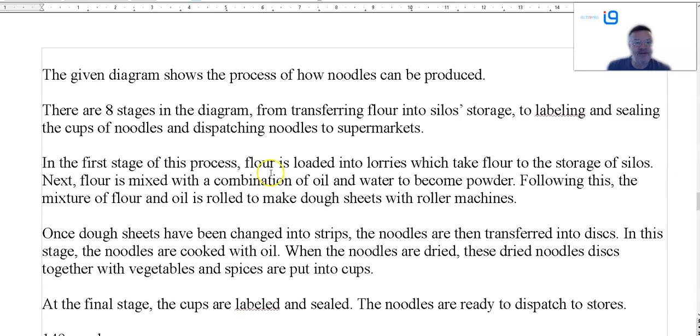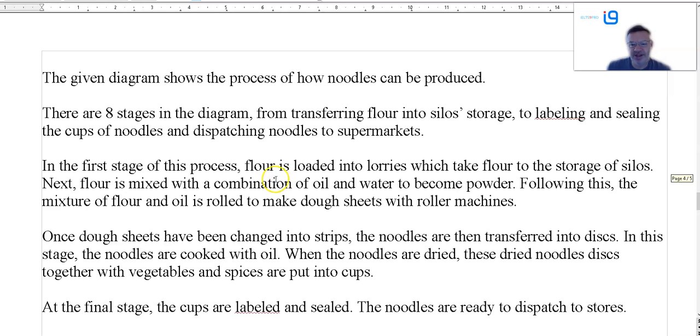Okay, what have we got next? "The given diagram shows a process of how noodles can be produced." What's all this "should" and "can"? It's "are". This is how it works. It's not "we should, maybe, if we really want to", or "it can", or maybe it couldn't. It is. That's how they are produced.